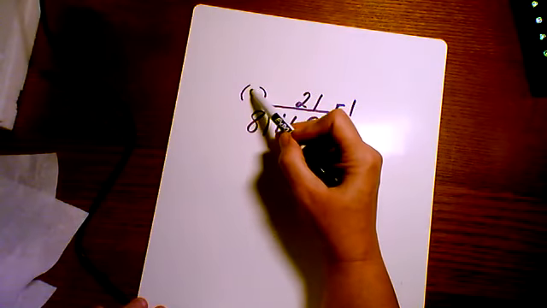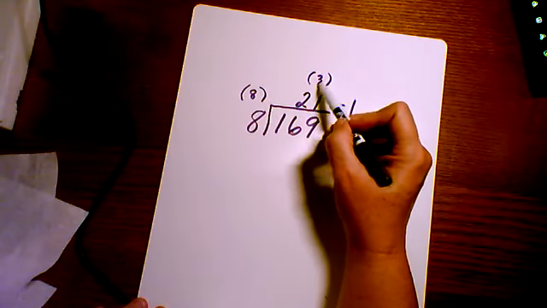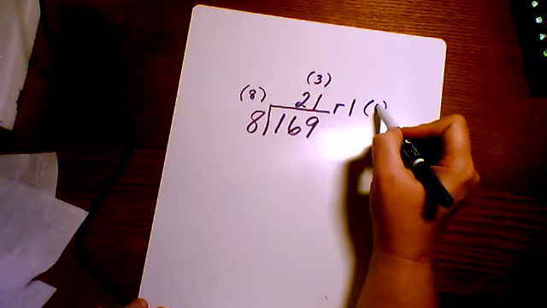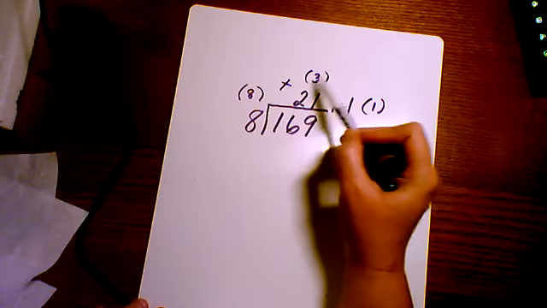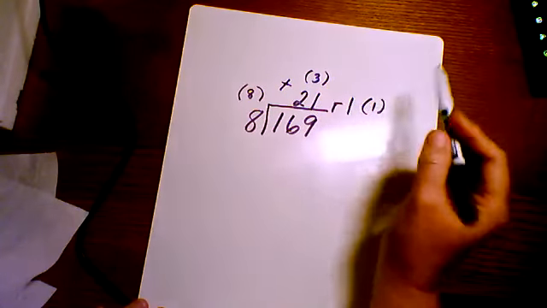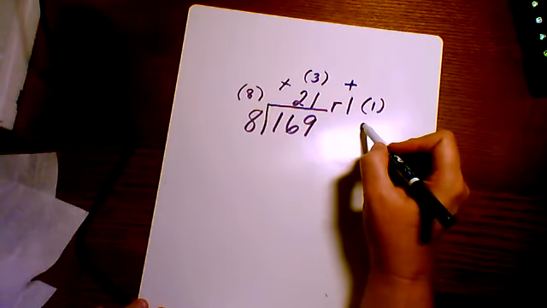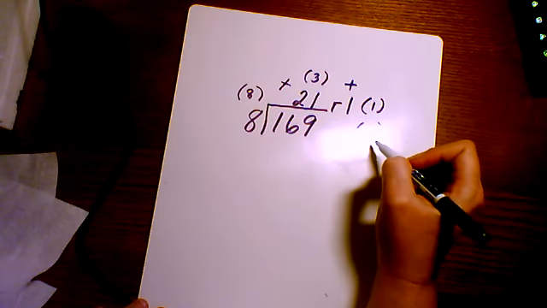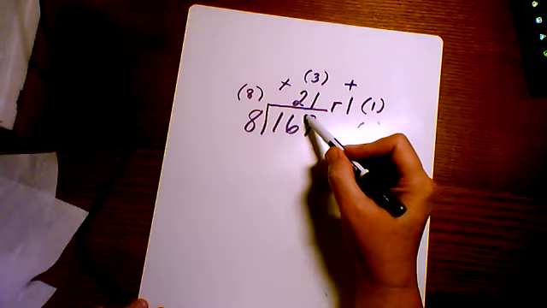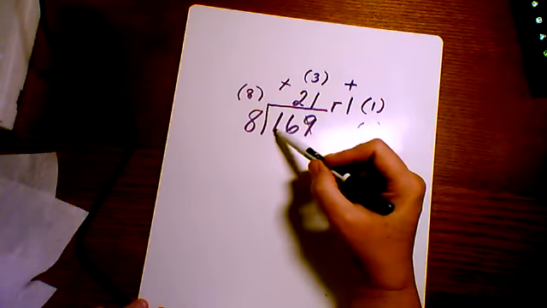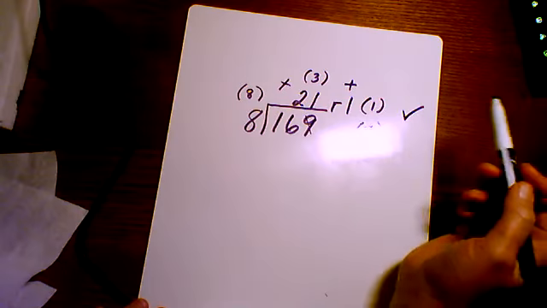The check number for 8 is 8. The check number for 21 is 3. And the check number for 1 is 1. So we say 8 times 3 is 24, plus 1 is 25. So our check number should be 7, because 2 plus 5 is 7. Let's see if we got that right. 9 is 0, so we can ignore that one. And 1 plus 6 is 7. So sure enough, we got the right answer.